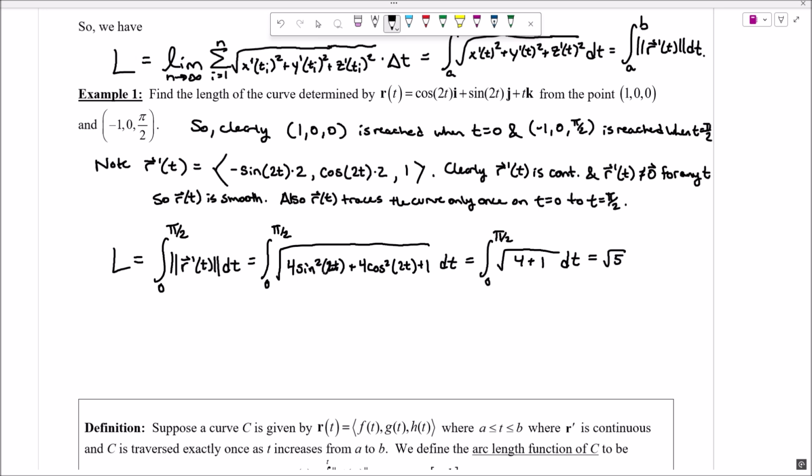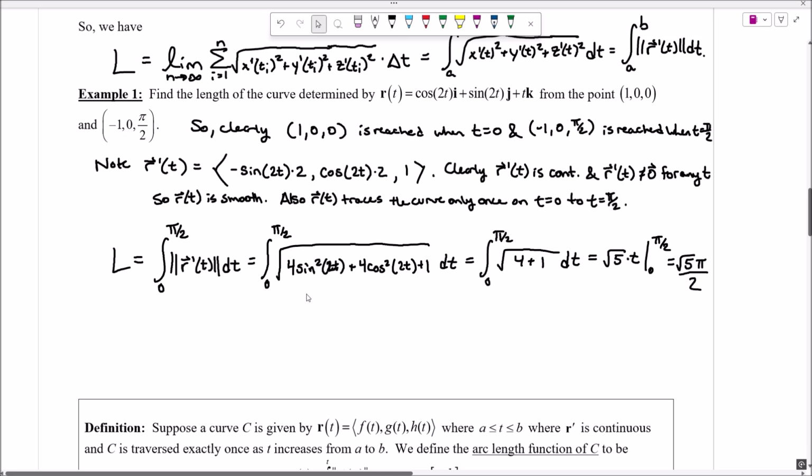And therefore, I really just have a square root of 5. So my antiderivative is going to be square root of 5 times t, evaluated from 0 to pi over 2. And so, of course, I just get square root of 5 times pi over 2 once I evaluate. And this right here would represent the length of that curve that I had in the graph. So that's the way that I would actually go about doing this sort of calculation.